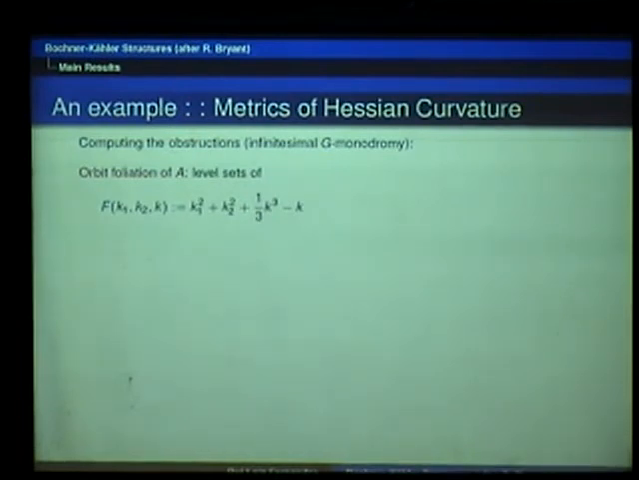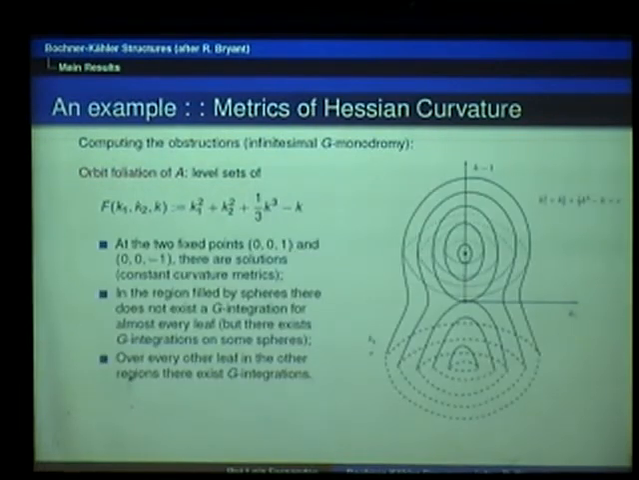So the orbit foliation of this algebroid is given by the level sets of this function. So here is a picture. So in this picture, I have K1, K2, and I shifted the curvature by 1. And so the level sets of these are described here. So we have these spheres, and then we have these surfaces of revolution. And what do we see? So there are 2 points here, this point and this point, which are points where the anchor is 0. So these are orbits of dimension 0.